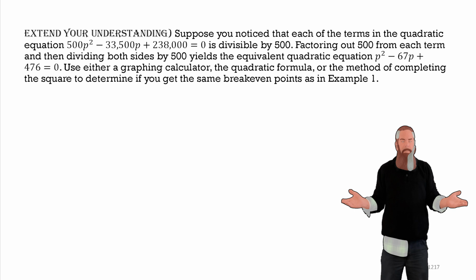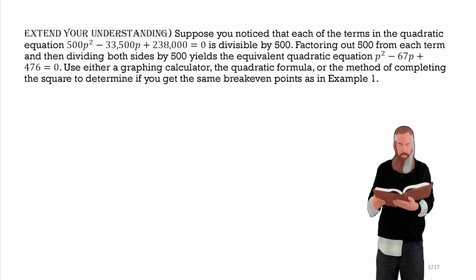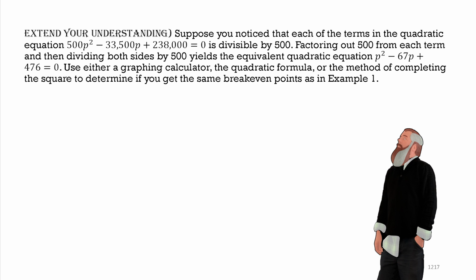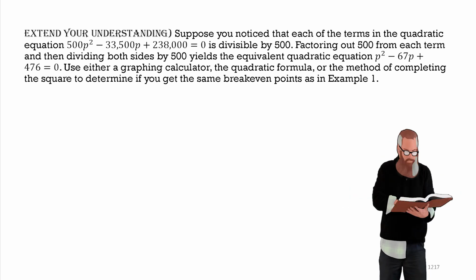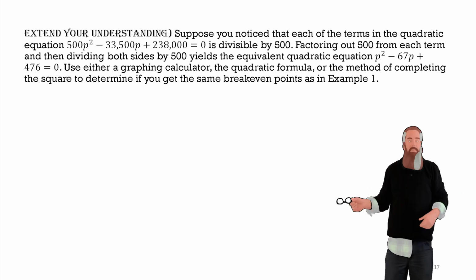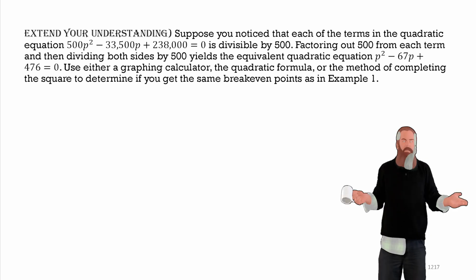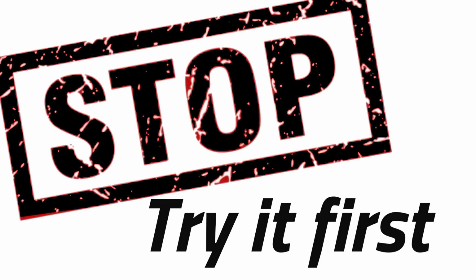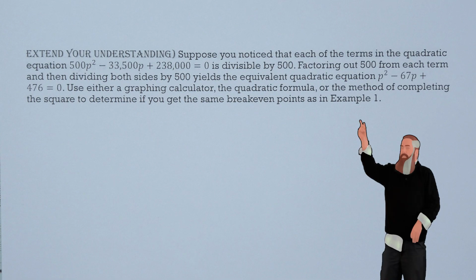Let's extend our understanding. Suppose you notice that each of the terms in the quadratic equation is divisible by 500. Factoring out 500 from each of the terms, then dividing both sides by 500 yields the quadratic equation p squared minus 67p plus 476 is equal to 0. Either using a graphing calculator, the quadratic formula, or this method of completing the square, determine if you come to the same break-even points as the first example. And as it turns out, that was just a natural way to go ahead and do it during the Check Your Understanding.